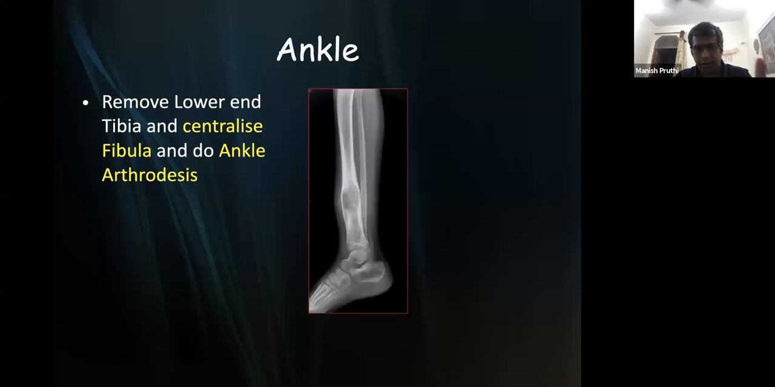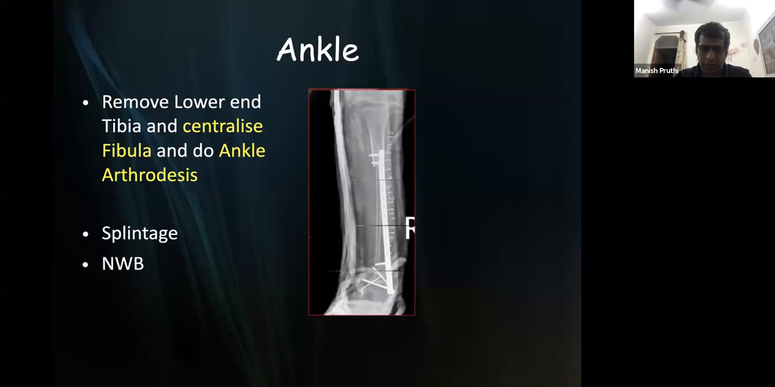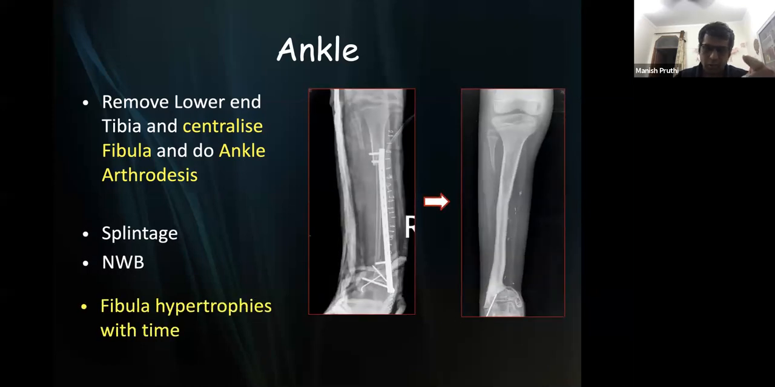We resect the lower end tibia, and the fibula is centralized and fixed. Then the plate is fixed from the talus to the proximal tibia. And as you can see, the fibula hypertrophies beautifully with time.